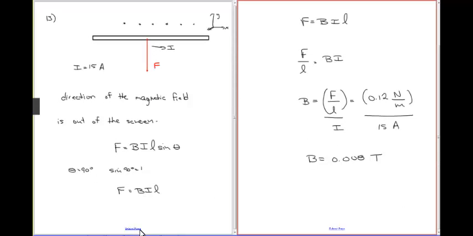So we just took a little break there so I could check to make sure that was the correct answer, which it is. I think they showed it as 8.0 times 10 to the minus 3 Tesla. But otherwise, we're in good shape.